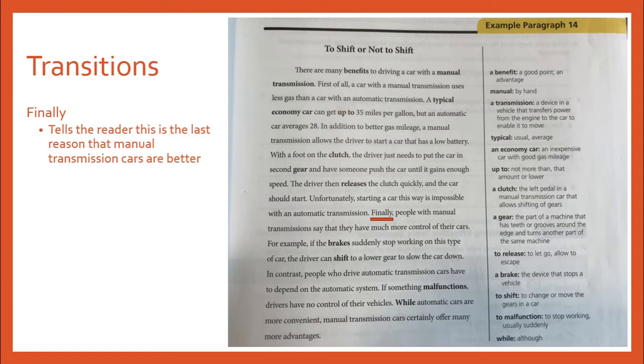Finally, people with a manual transmission say that they have much more control over their cars. The use of the transition "finally" indicates to the reader that this is the last reason that manual cars are better than automatic transmission cars. And so we know now that they're not explaining in more detail the idea that you can start a manual transmission car with a low battery.